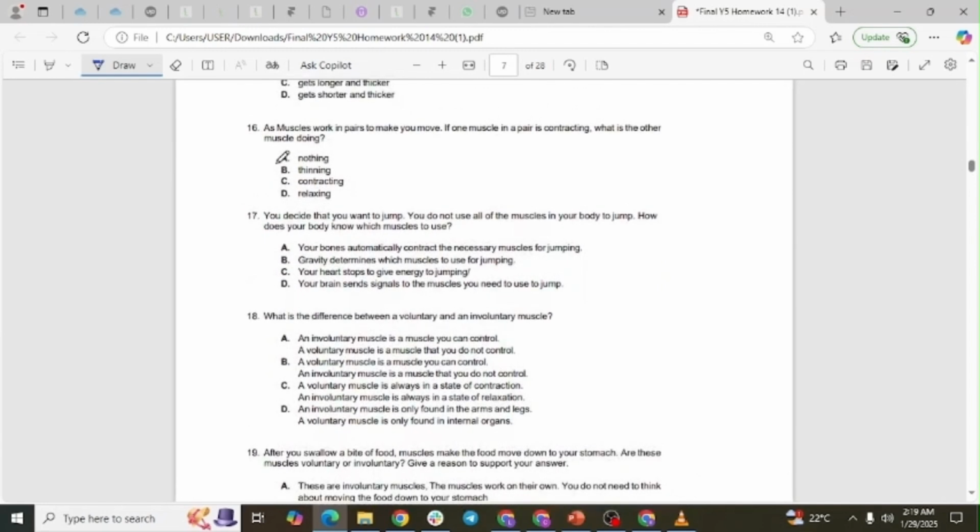Question 16. As muscles work in pairs to make you move, if one muscle in a pair is contracting, what is the other muscle doing? A. Nothing. B. Thinning. C. Contracting. D. Relaxing.